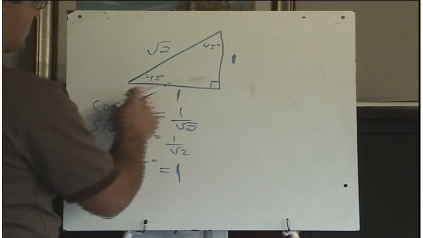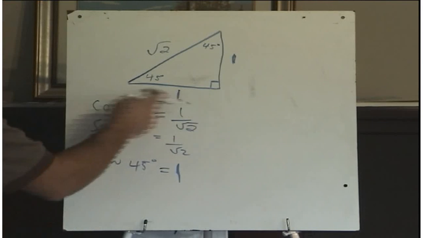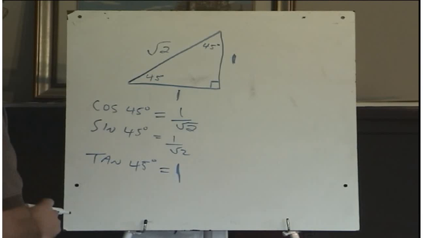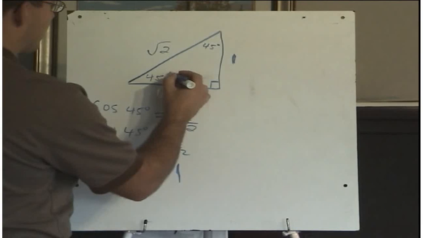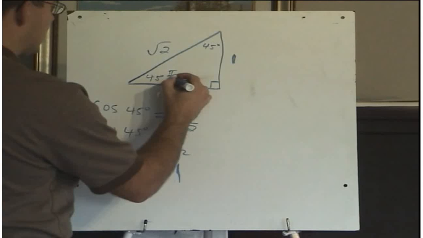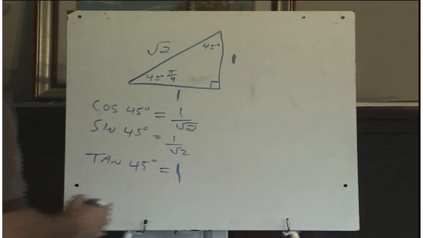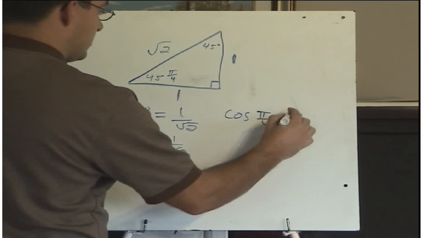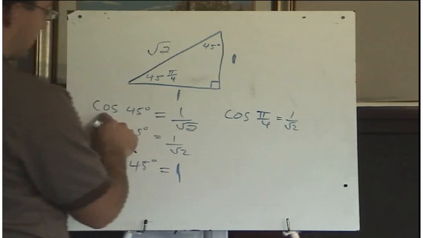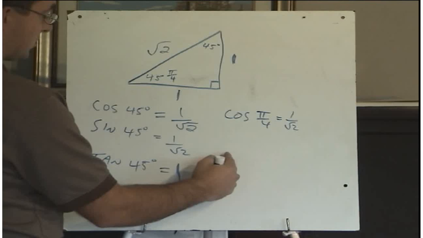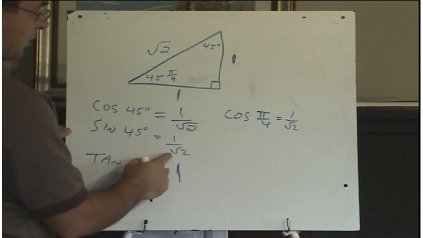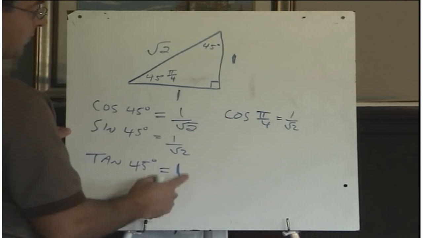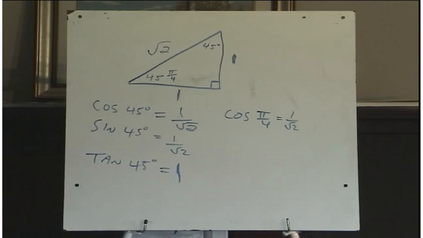So if we can remember this triangle, then we can determine what the exact values are for the angle 45 degrees. And of course 45 degrees is the same thing as pi over 4 radians. So I could say the cosine of pi over 4 would also be 1 over root 2. The sine of pi over 4 would be 1 over root 2, and the tan of pi over 4 would equal 1.